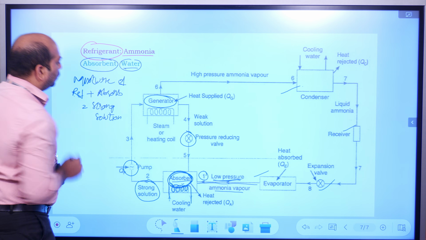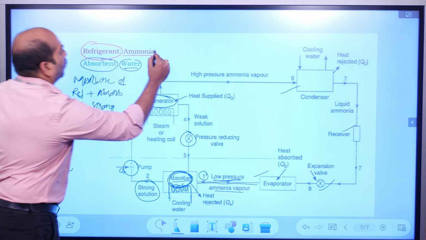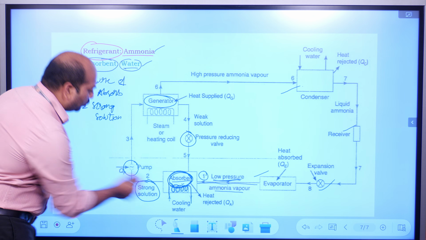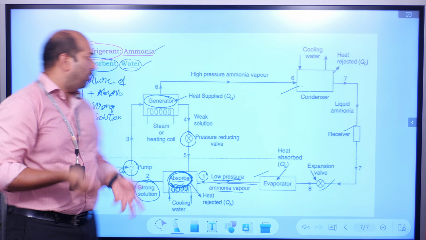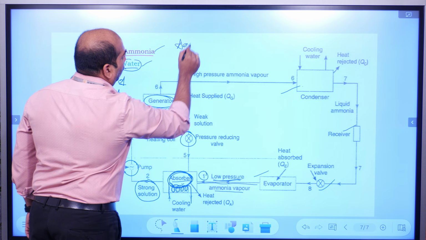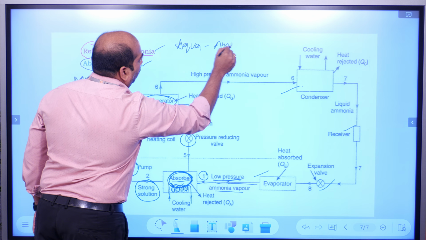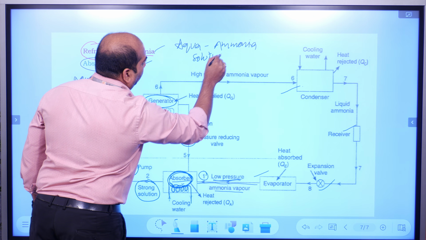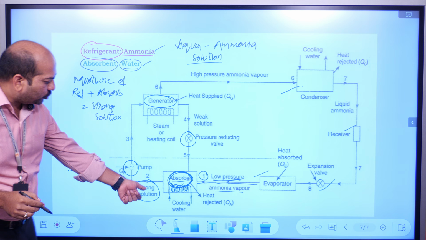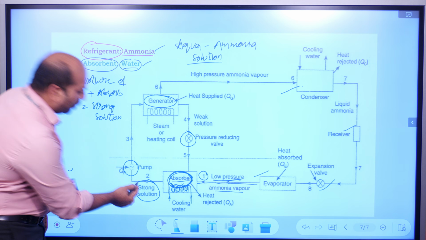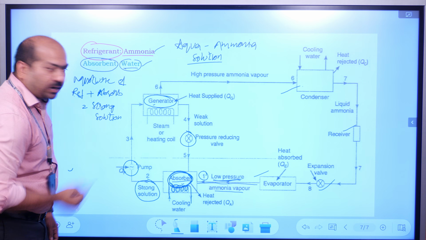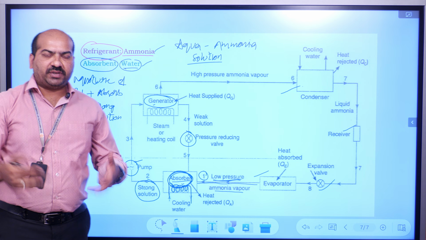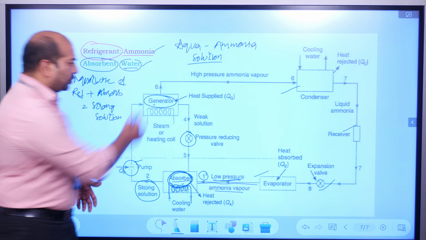What are those refrigerant and absorbent? Ammonia plus water. This mixture is called the strong solution, and you may also call it aqua ammonia solution. This strong solution is supplied to the generator by means of the pump. The pump pressurizes the strong solution and sends it to the generator.